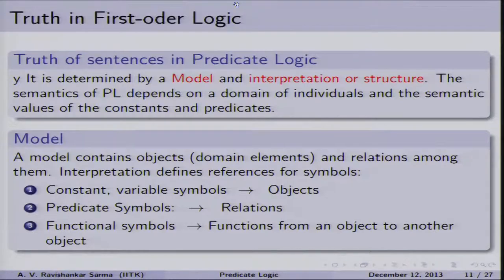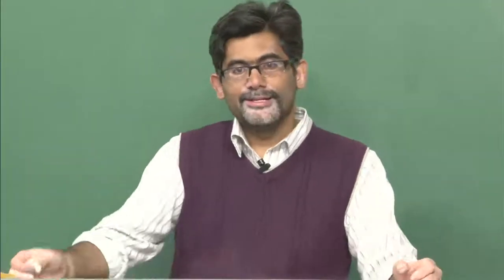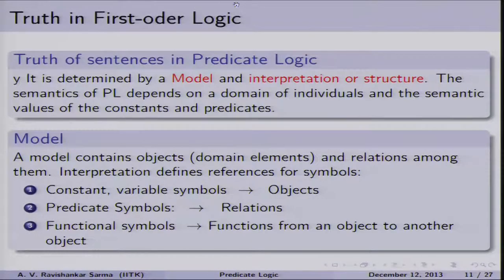A domain constitutes the objects which are there in the domain. For example, a set of people, a set of all inanimate things, those which don't have life, like chalk pieces, dusters, tables, chairs, etc. Or a set of trees, for example. It constitutes some kind of set of plants. All the trees come under that kind of category. So a model consists of objects and relations among them, and then we have an interpretation function which defines references for these particular symbols.